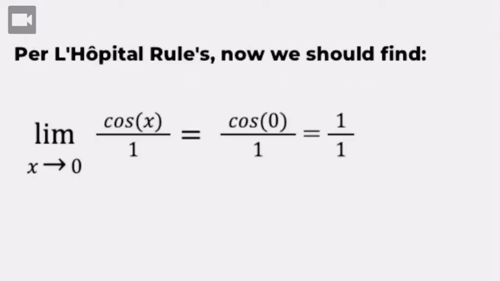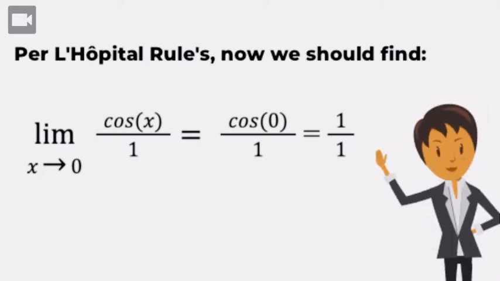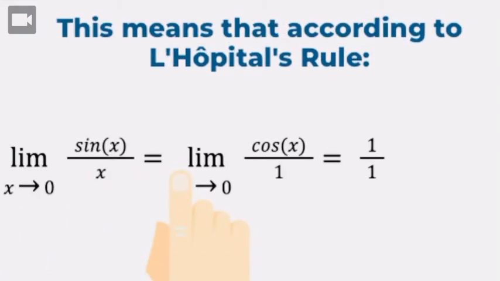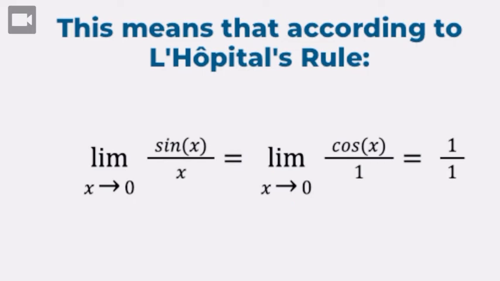Per the L'Hôpital rule, let's try to find the limit of cosine x over 1 as x approaches 0. That's going to be equal to 1 over 1. This means that according to the L'Hôpital rule, the limit of sine x over x as x approaches 0 is equal to the limit of cosine x over 1 as x approaches 0, which is 1.